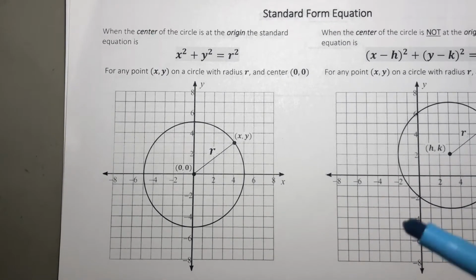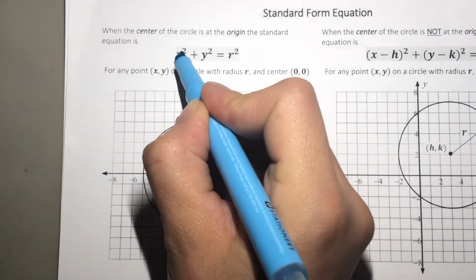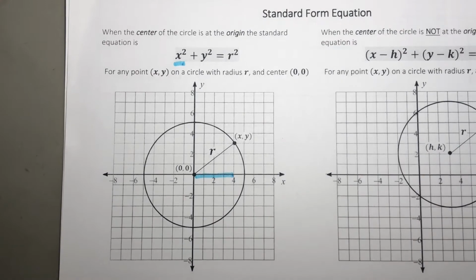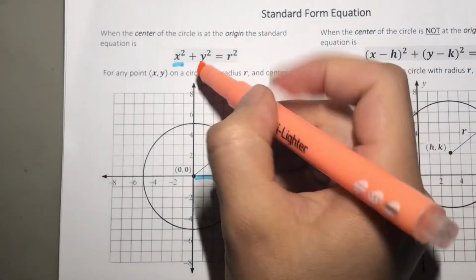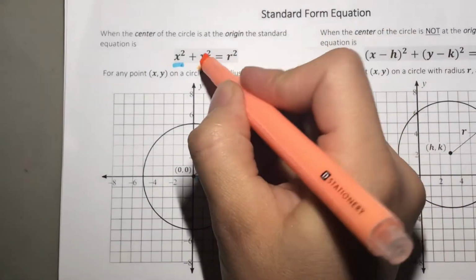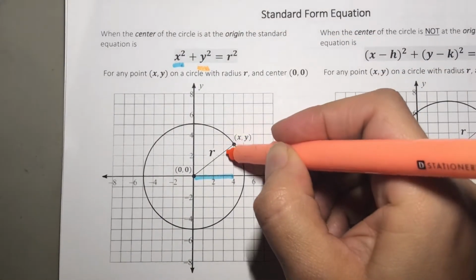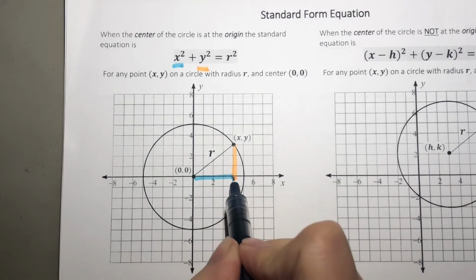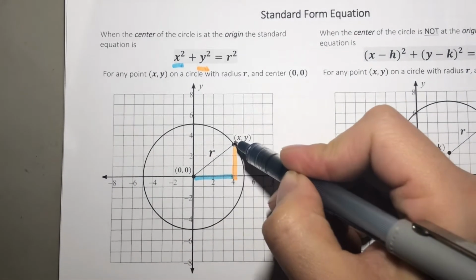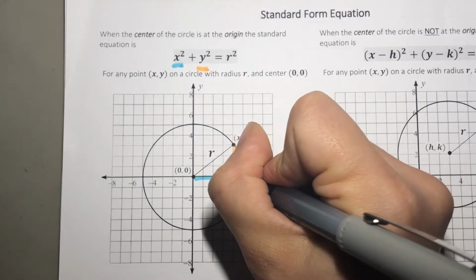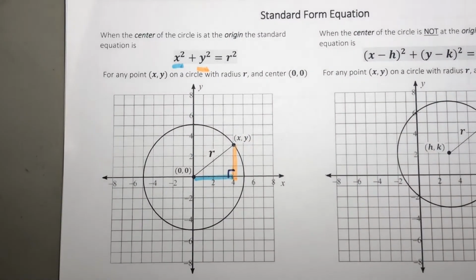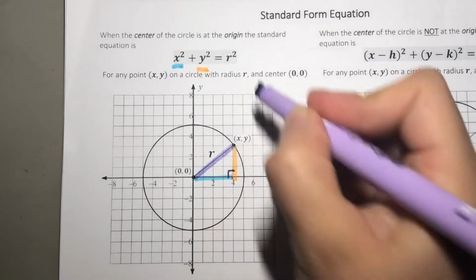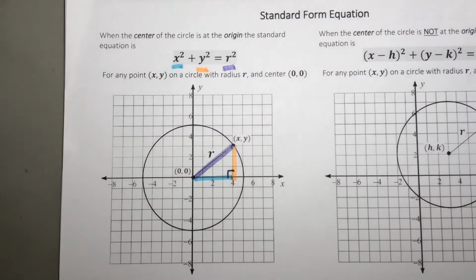So, for example, right here, this x represents the distance along the x-axis. This y represents the distance along the y-axis, so that would be one leg of a right triangle, another leg of the right triangle. There's a right triangle. And the radius would be the hypotenuse. Okay?